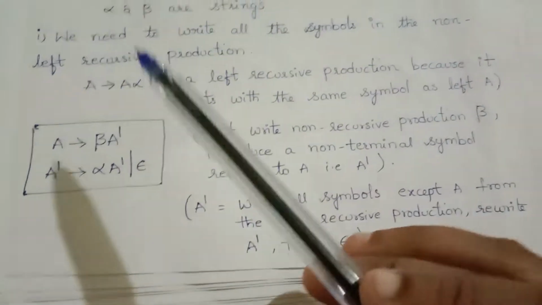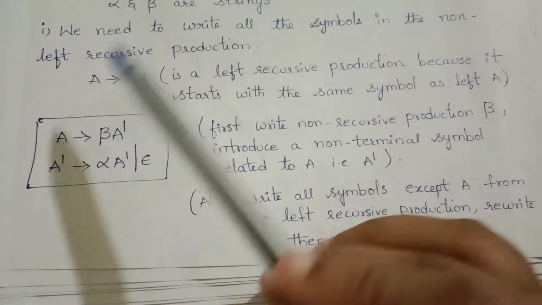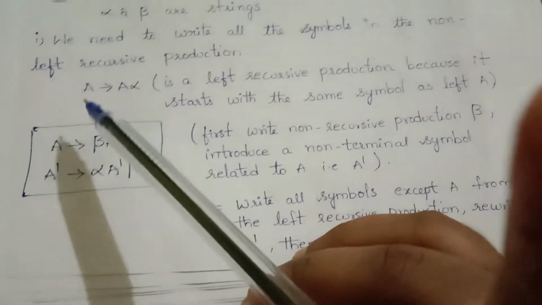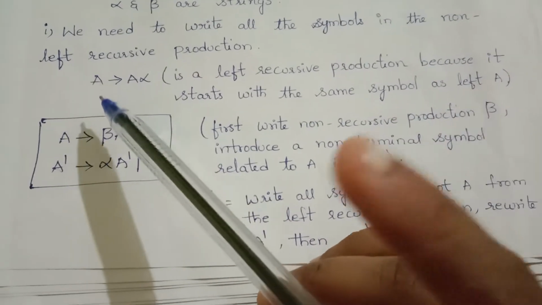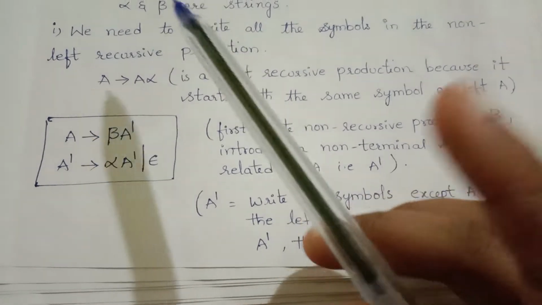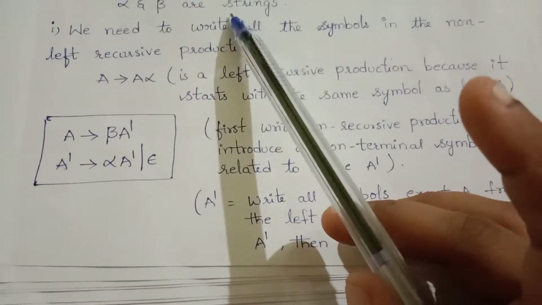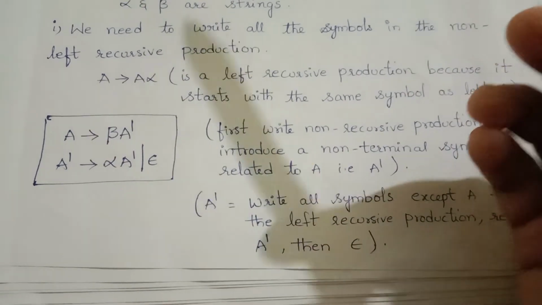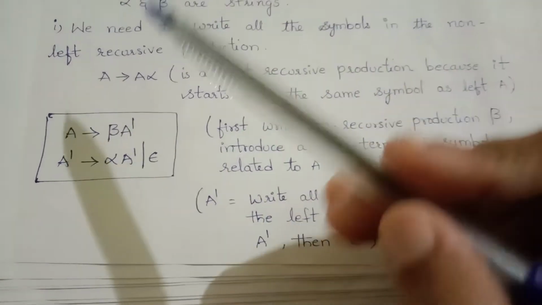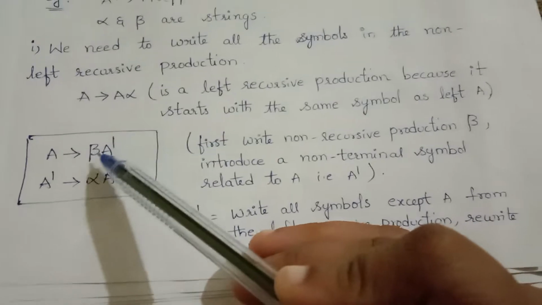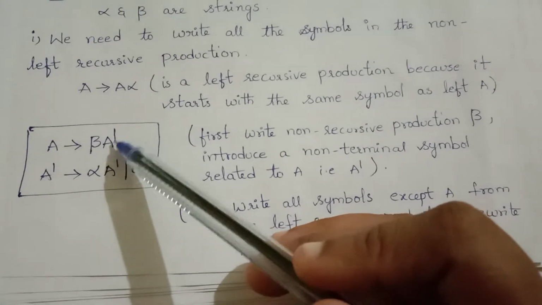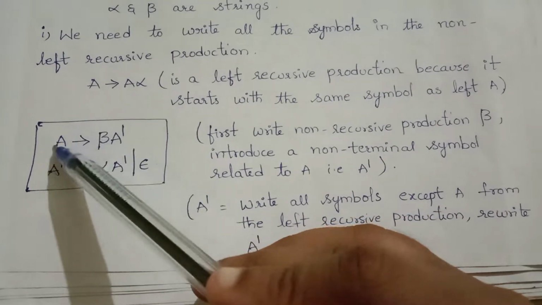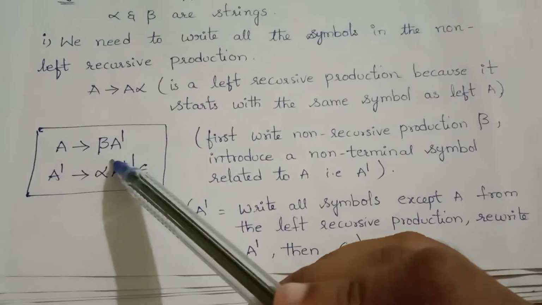If we are using the starting symbol as E, then you can introduce a new symbol as E dash. So in order to eliminate the left recursion, the first step is we need to write all the symbols which are there in the non-left recursive production. The production should be non-left recursive. Whatever symbols are there, we need to write first, and then immediately introduce a new symbol which is related to the starting symbol. This is the first step.